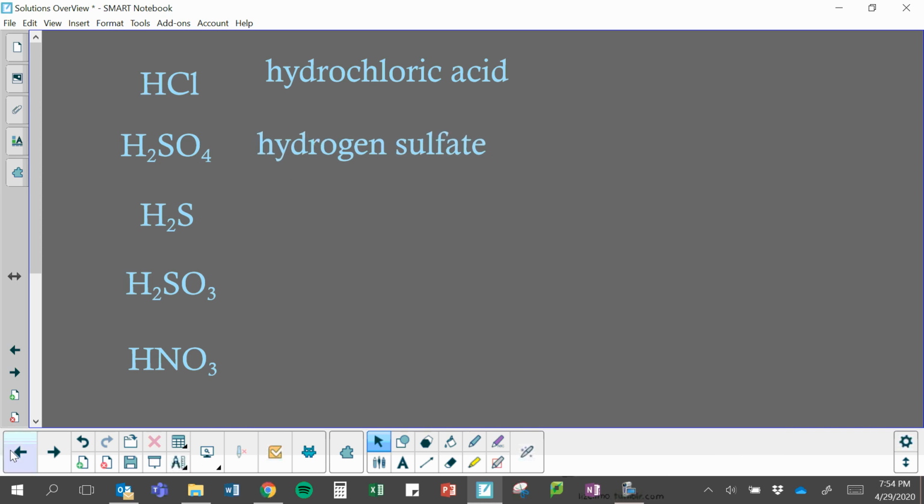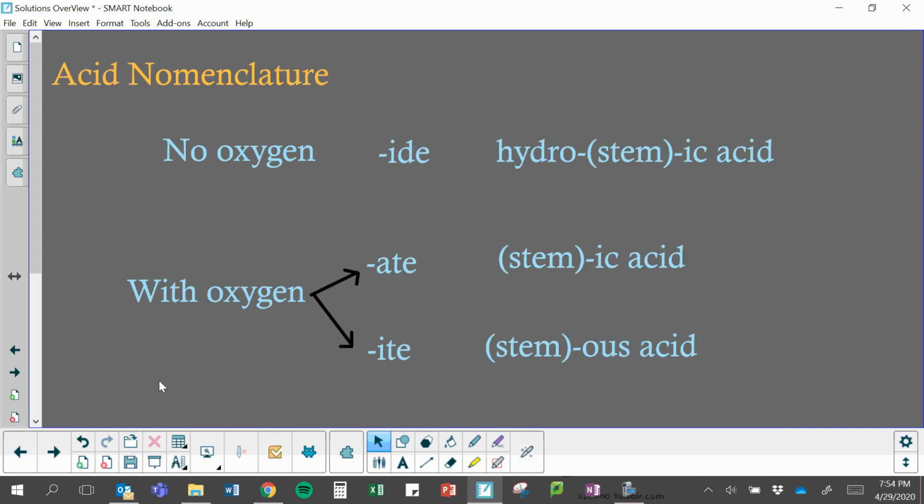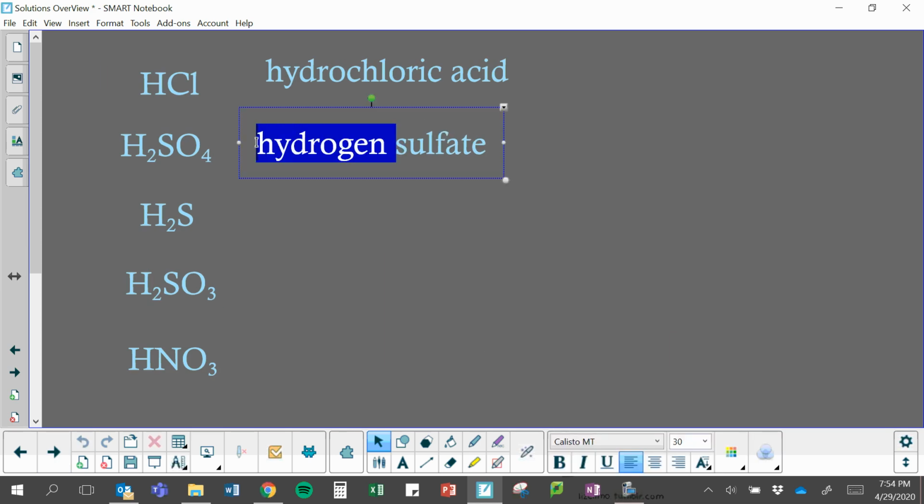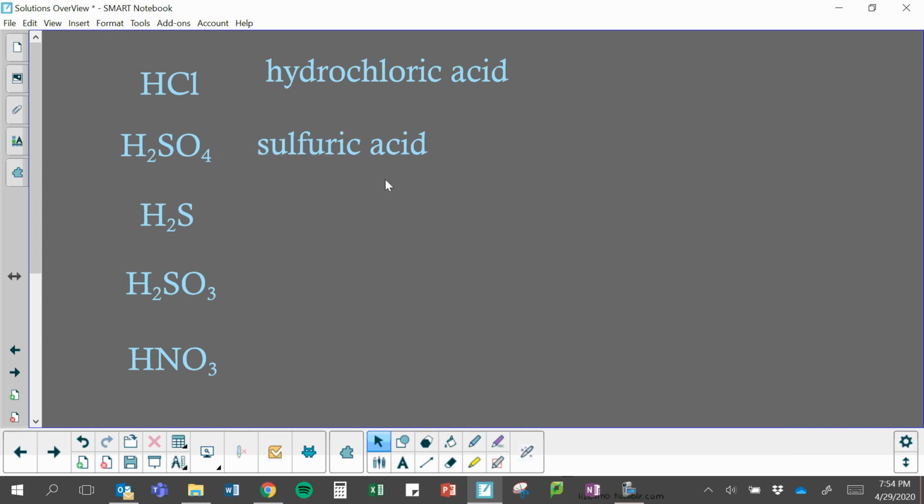So what we are going to do instead is it ends in "-ate". So we're going to take the hydrogen off. And "-ate", we ate the acid and we said "-ic". We're going to change the "-ate" to "-ic" and then add acid. So we actually say sulfuric acid. So we add a couple letters to make it easier to say.